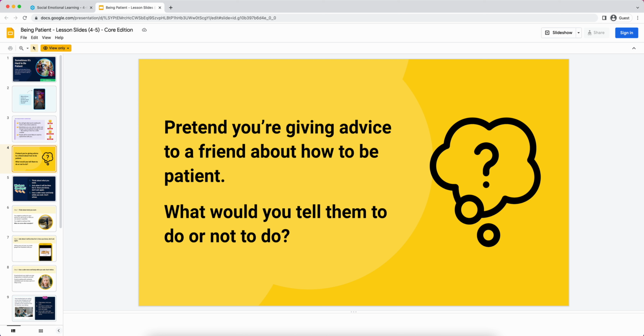But anyway, I would prompt students to pretend they're giving some advice to a friend about how to be patient, and then just ask, what would you tell them to do or not to do? And this is a very typical way that this slide looks and reads. Again, we're just trying to get at prior knowledge and what the kids already know about the topic.